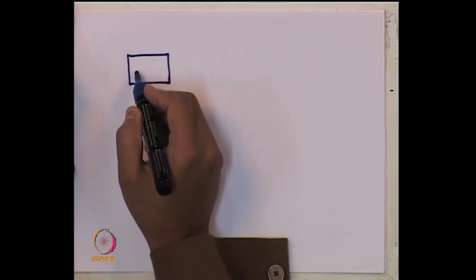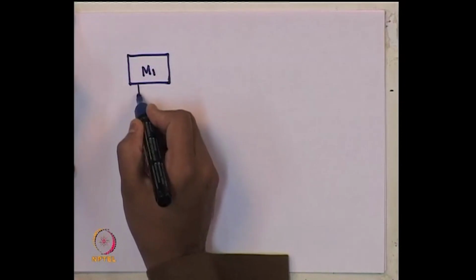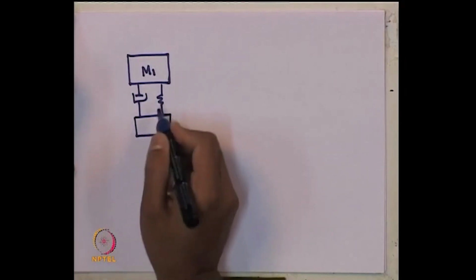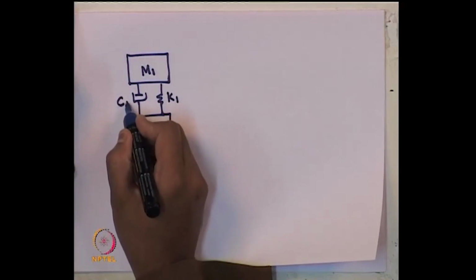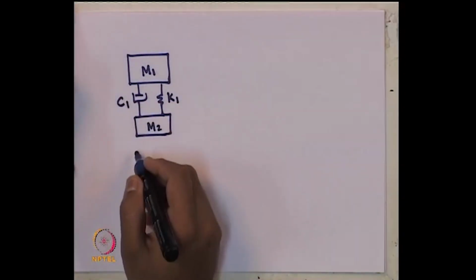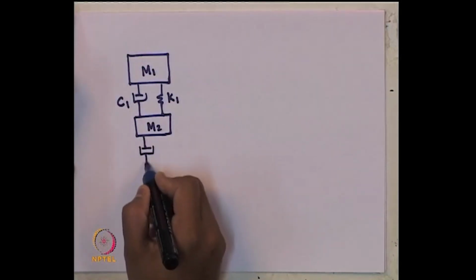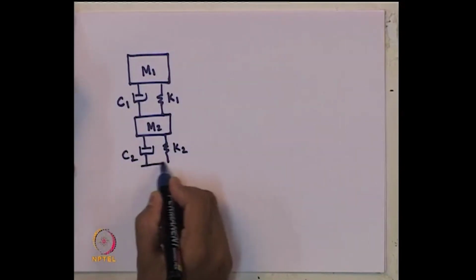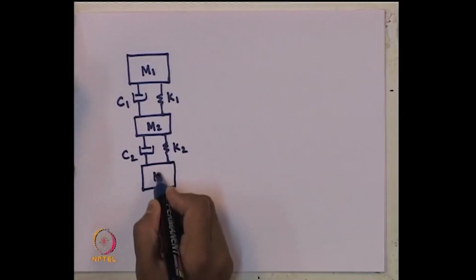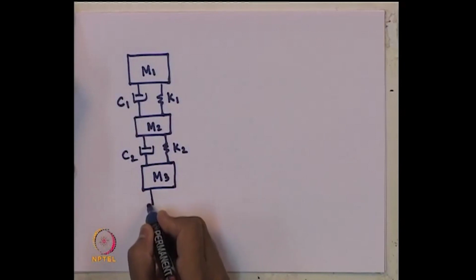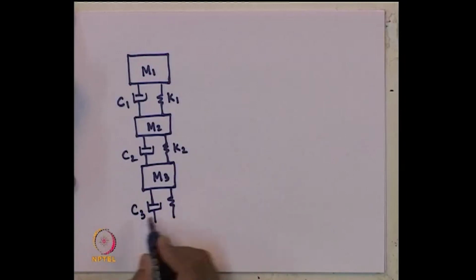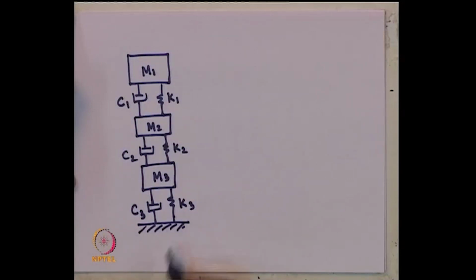This is mass M1, damper and spring K1, damper C1, then mass M2, damper C2, spring K2, then mass M3, damper C3, spring K3, and this is the fixed end.